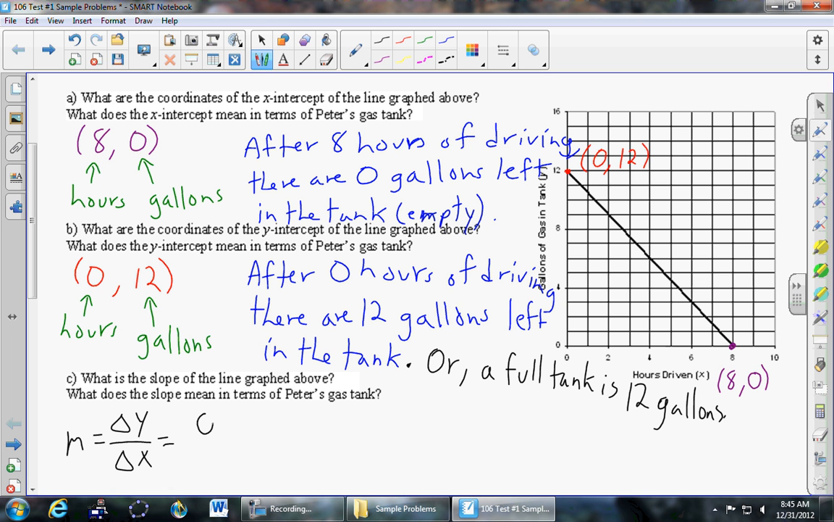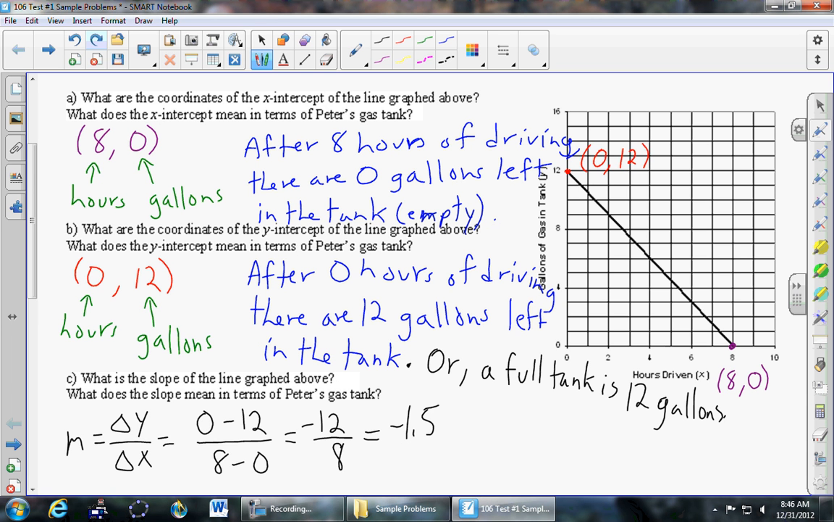So I'll subtract 0 minus 12 over, and then for the x's, just make sure you subtract in the same order. Because I did 0 minus 12 this direction, I must do 8 minus 0 in that direction on the bottom. So upstairs is negative 12, downstairs is positive 8. Or if you prefer a decimal, negative 1.5.